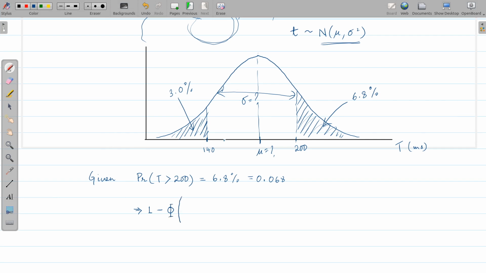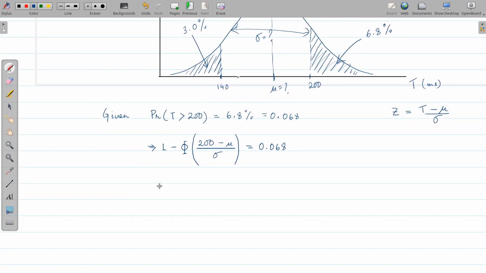Here a is 200, right? So what is the transformation? Z is equal to, instead of x I'm going to use t, so (t minus mu) divided by sigma. T here is 200, so 200 minus mu divided by sigma. So 1 minus phi of (200 minus mu) divided by sigma is equal to 0.068.